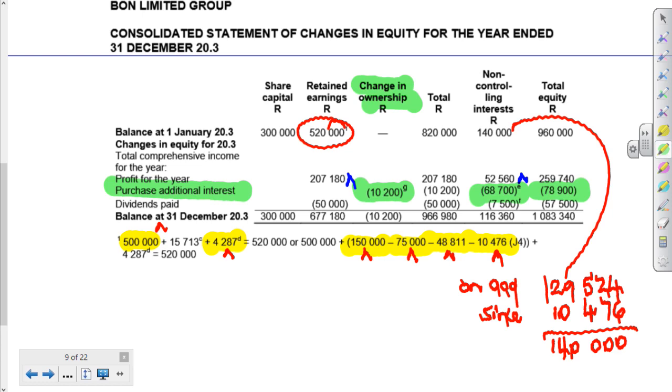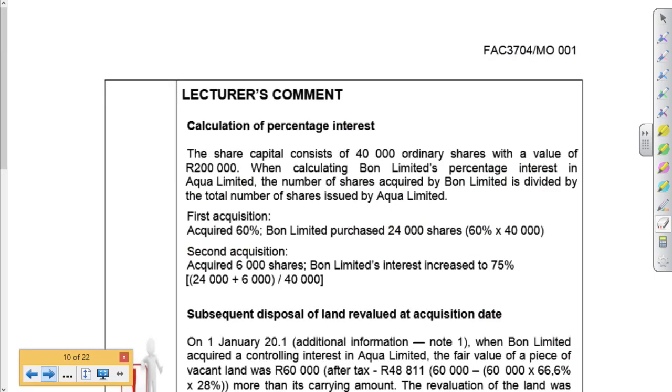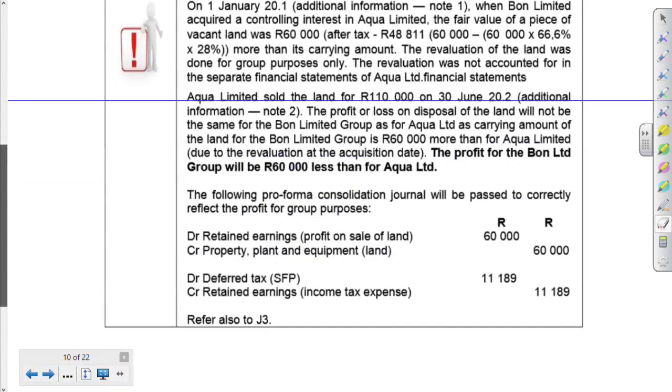They normally do not ask journal entries for changes in ownership. Yeah, they ask journal entries for AC, since, NCI's share, intercompany transactions, normally joint ventures they like, normally not for changes in ownership. I've never seen. But the journal entries are here. We can have a look at them.